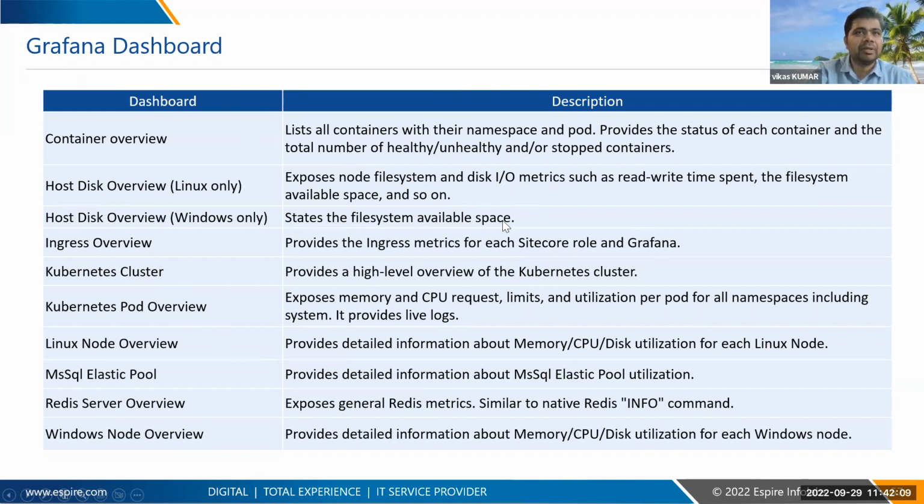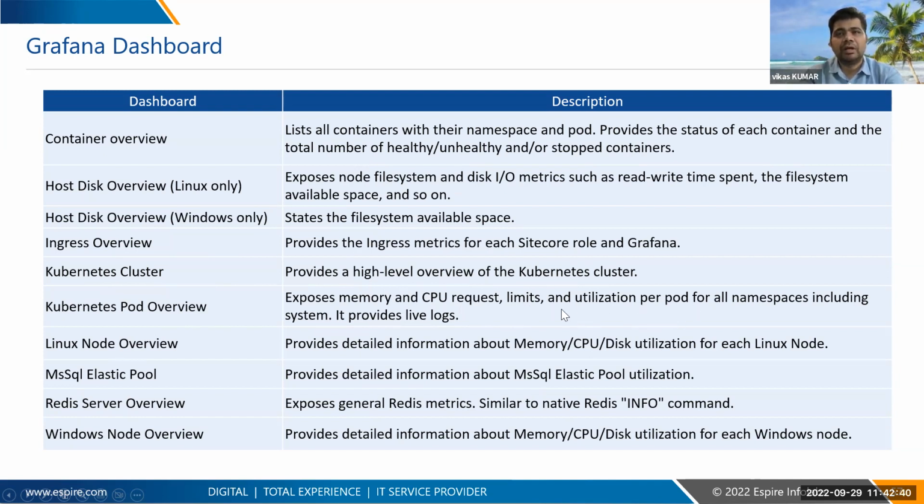File system available space, all those things. Sometimes there's no memory, no space, and all those things. You can see the ingress again; all the traffic flows through the ingress. So that's the important aspect of the overall architecture that we discussed in the last session. And the Kubernetes cluster overview, the same: the memory and the CPU request limits, utilization per pod.